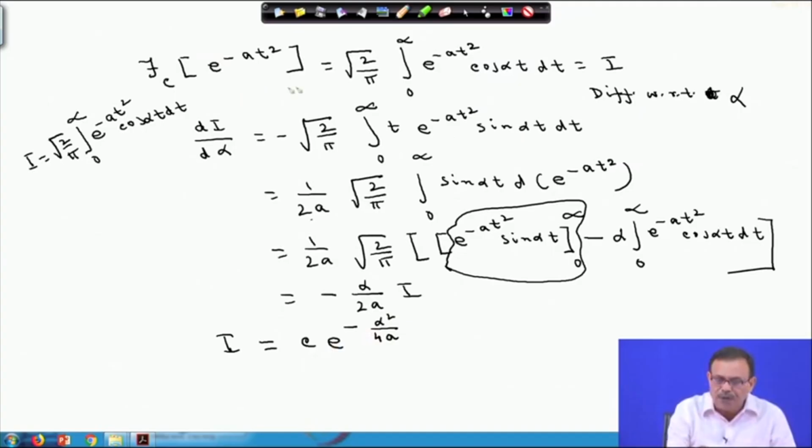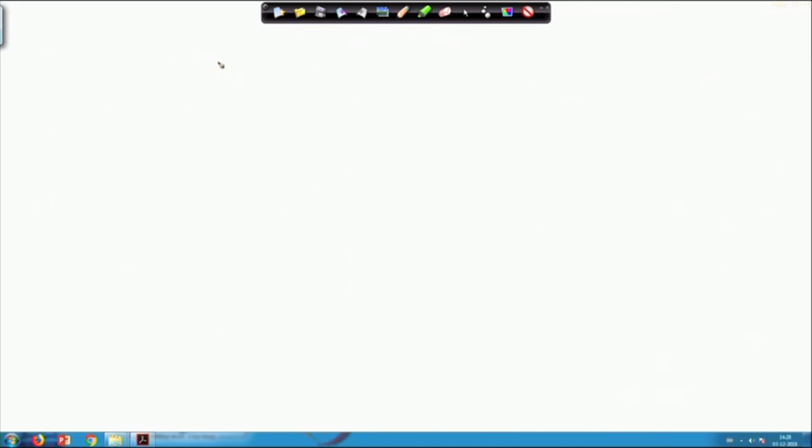So, I started with the Fourier cosine transform of this integral, which I assumed as I. Then I am making the differentiation with respect to alpha on both sides, that is I am finding dI d alpha, and dI d alpha I am expressing in terms of I. So, that I obtain one first order ODE, and by integrating on both sides I am obtaining the solution. My last job is to find out the value of the constant of integration c. So, your I is nothing but c e power minus alpha square by 4a.